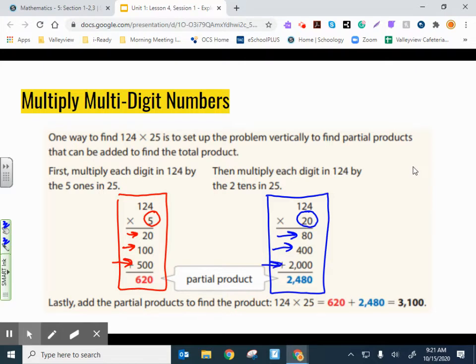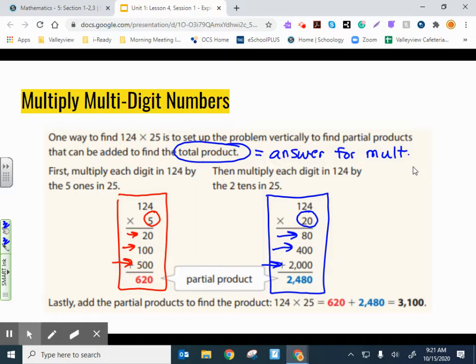Now, the numbers you see here at the bottom, these are called partial products. That means it's part of the total product for this, the product being the answer for a multiplication problem. So just keep that in mind. The total product, or product, you just think of that as the answer for multiplying.